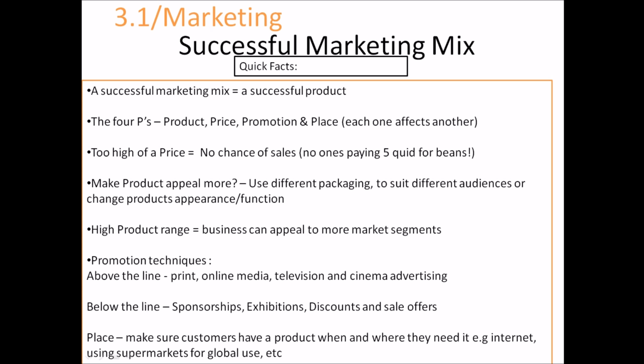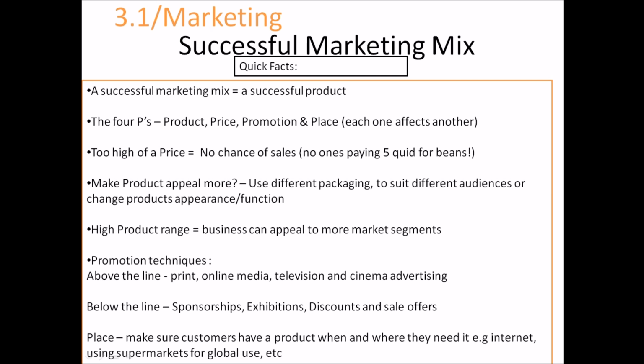Alright, successful marketing mix. Basically the theory is that if you have a successful marketing mix, you'll have a successful product. You should already know this, but the 4 P's are product, price, promotion and place. And it's called a mix because each of these little 4 P's affect each other. If you have too high of a price, there's obviously not going to be any chance of having sales. People will go elsewhere. And I put in brackets there, no one's paying five quid for beans, which is true.